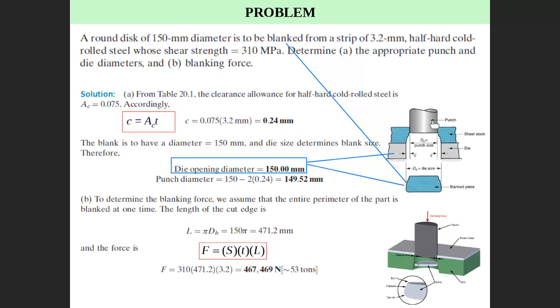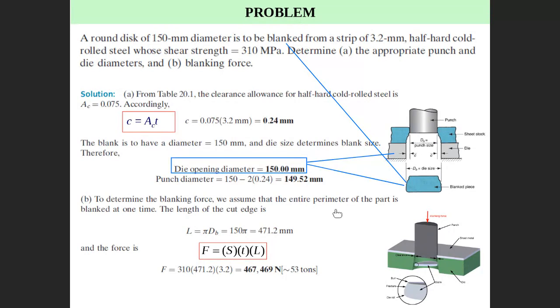Then what is the punch diameter? Punch diameter equals 150 minus 2C, with clearance C equal to 0.24. Then you get the punch diameter. Can you see that? Punch diameter must be smaller than the die diameter.